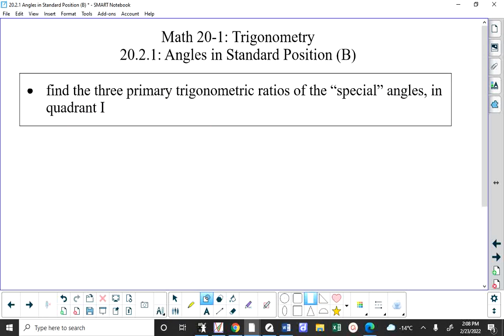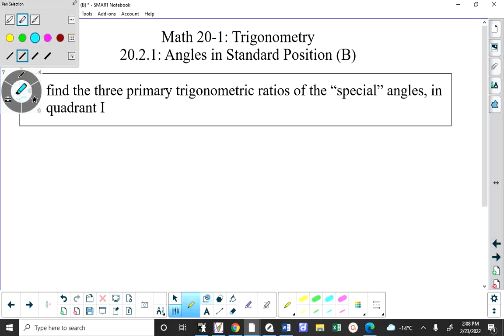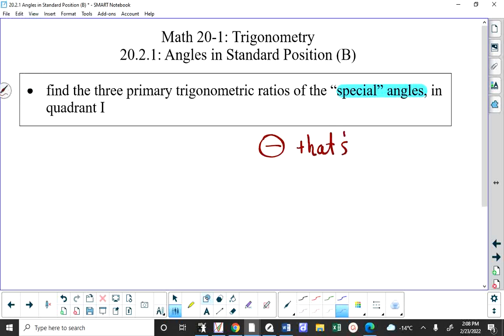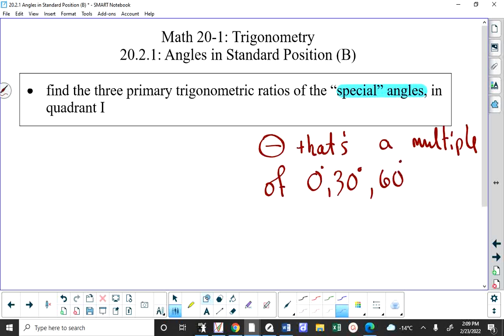That's the objective, to find the three primary trigonometric ratios of the special angles in quadrant 1. So I want us to make a note here of what I mean by a special angle. A special angle is an angle that's a multiple of 0 degrees, 30 degrees, 60 degrees, or 45 degrees.